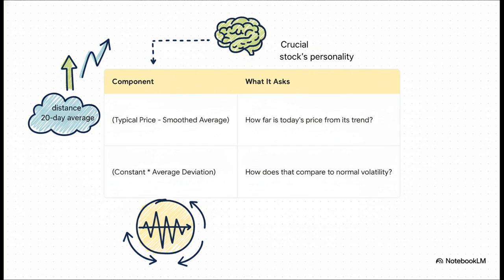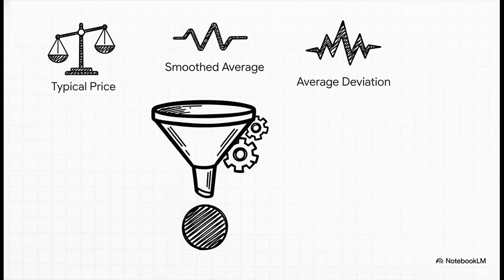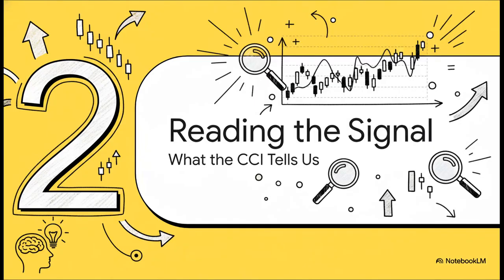This is what makes the CCI so smart. It measures everything in the context of that stock's unique personality. So after all that, finding the typical price, the average, the deviation, it all gets crunched down into one single number. That number is our CCI value. And it's a powerful little data point that tells a very specific story about the strength and momentum behind the current price move.